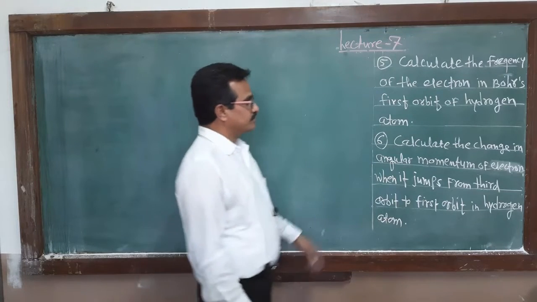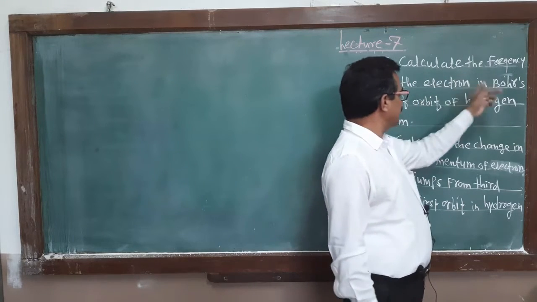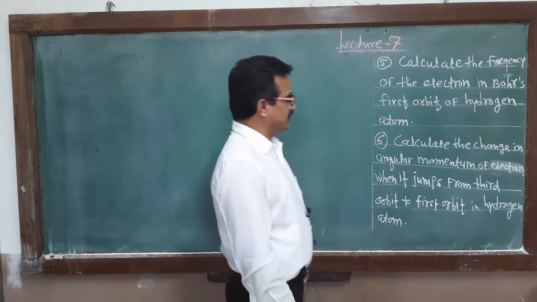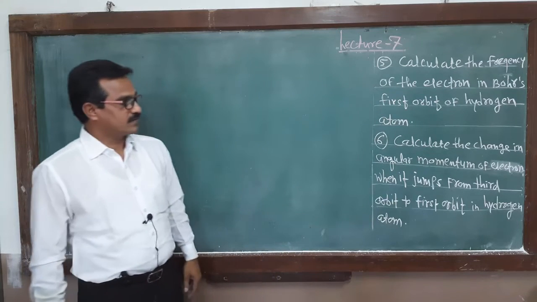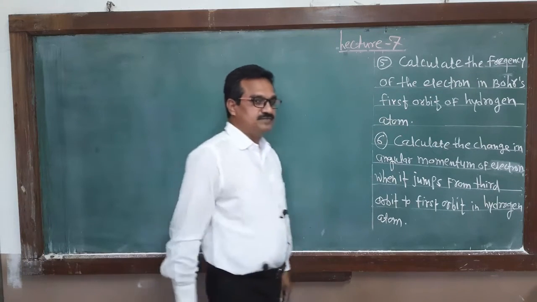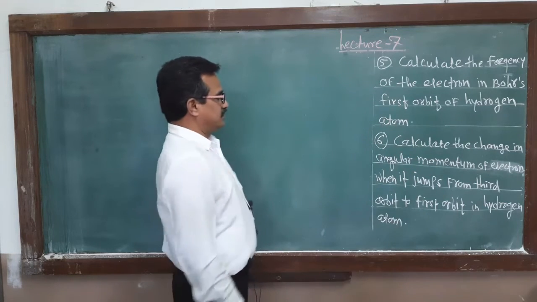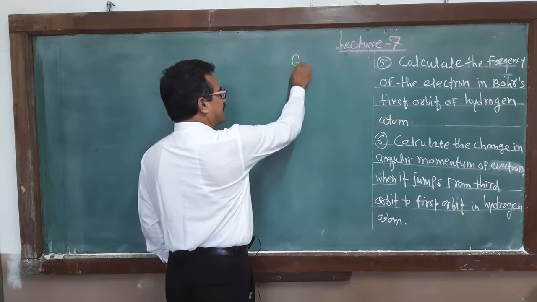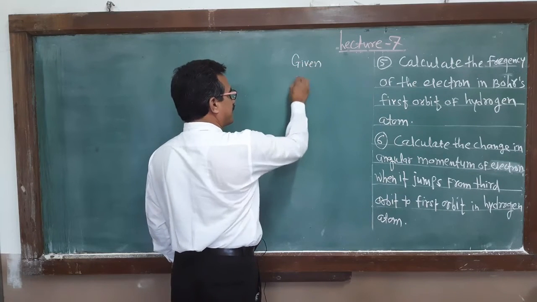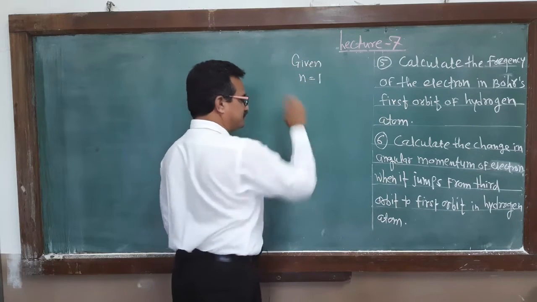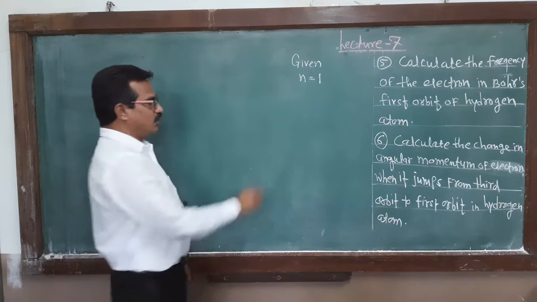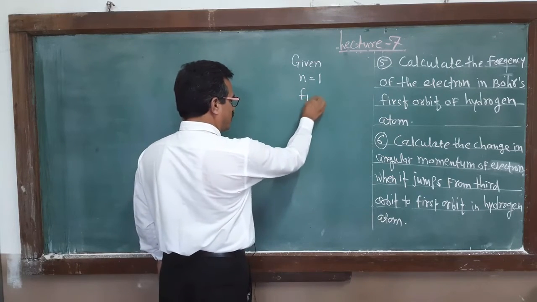Next problem. Calculate the frequency of the electron in Bohr's first orbit of hydrogen atom. Means we want to find the frequency of revolution in the first orbit. Given n is equal to 1, and we want to find the frequency in the first orbit.